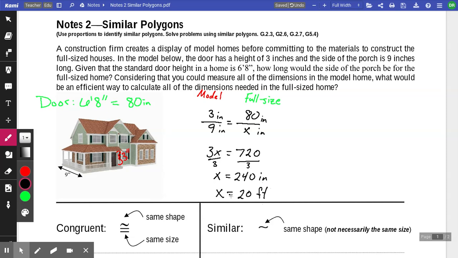And so this is just one isolated example of how similar figures could be used in the real world, as we call it. And what we can do, instead of just using proportions all the time to solve, another question that's posed here is: is there an efficient way to convert all of our dimensions from the model house to the full-size house? And the answer is yes. We're going to look into a scale factor. So the question now is, is there a scale factor?